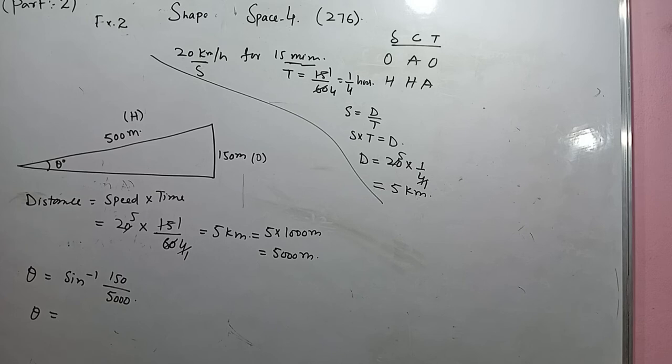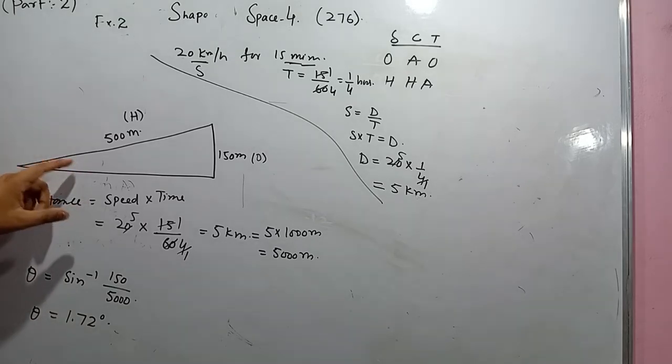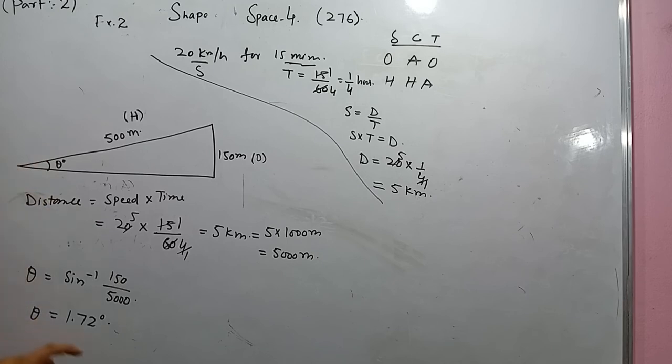It is 1.72. So 1.72 degrees is the angle that is made by the horizontal with the train, or we can say the track is inclined at an angle of 1.72 degrees. You can see I am writing here the answer corrected to 3 significant figures. Remember these things.